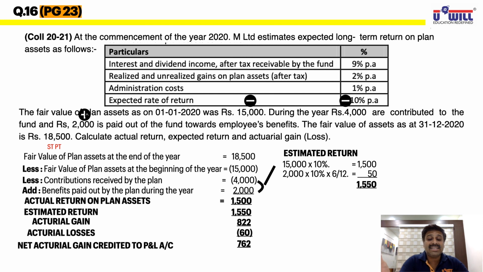Now actual return is less over here, that is 1,500, and estimated return is more, 1,550. So actuarial loss of, it's a correction, make it actuarial loss of 50 rupees. Final answer is actuarial loss of 50 rupees. 1,500 minus 1,550. Final answer is actuarial loss of 50 rupees.